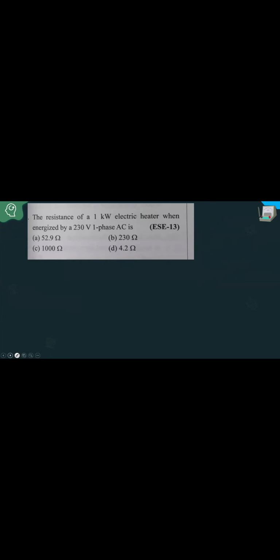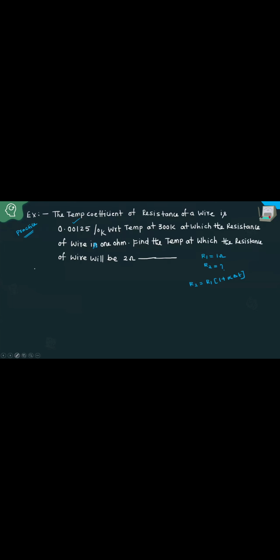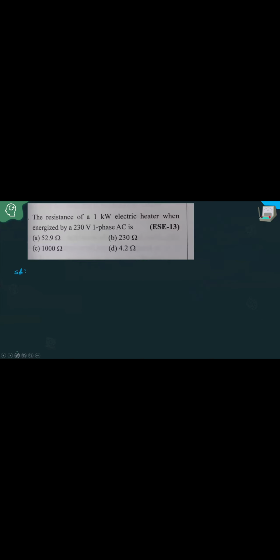Next. Can anybody answer these questions, friends? All these models are framed in different computer exams. Can anybody?